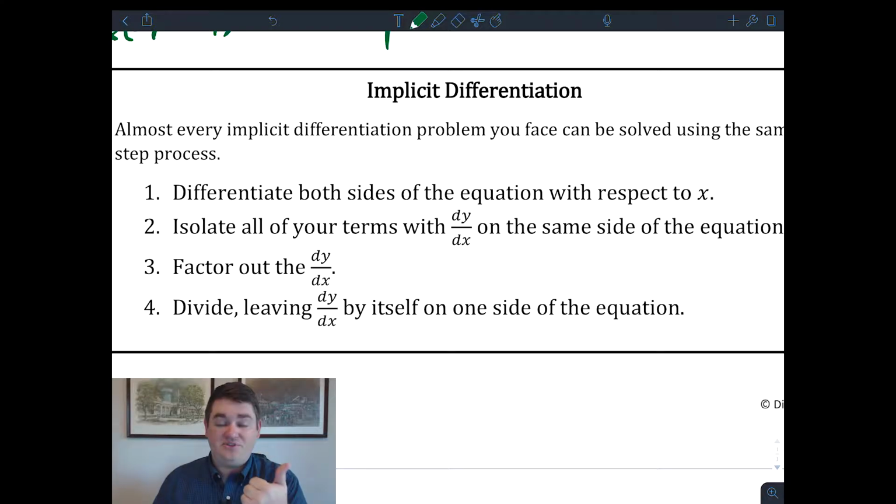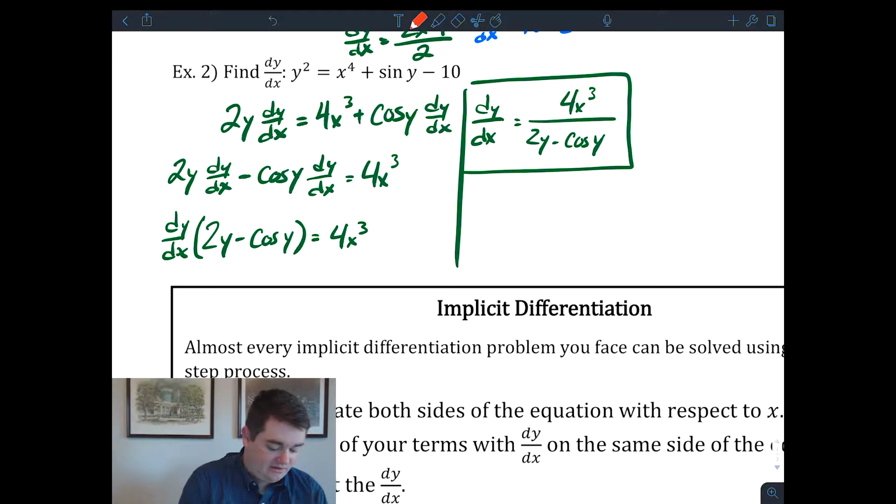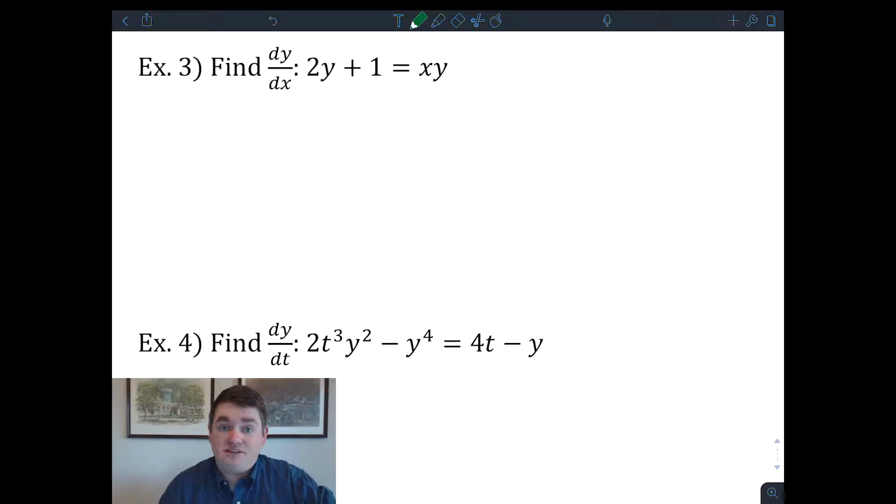You're going to take the derivative of both sides of your equation. Don't forget your dy dx's. You're going to collect all your dy dx's on the same side and put everything else on the other side. Factor out the dy dx and divide. So if you go back and look at the example that we just did, I took the derivative, I collected all the dy dx's on the same side, I factored out dy dx, and divided. And so if you know that every problem is going to follow this same 4-step process, it's really not that bad. All right, so we're going to practice a couple more of these implicit derivatives.